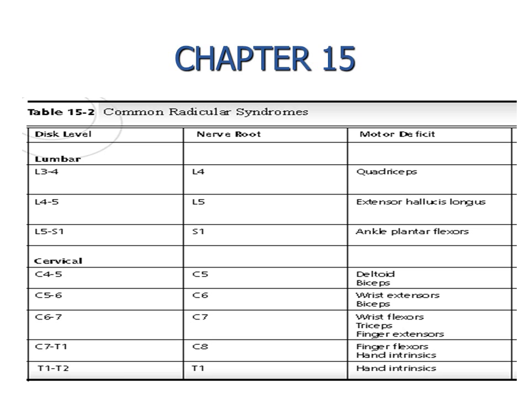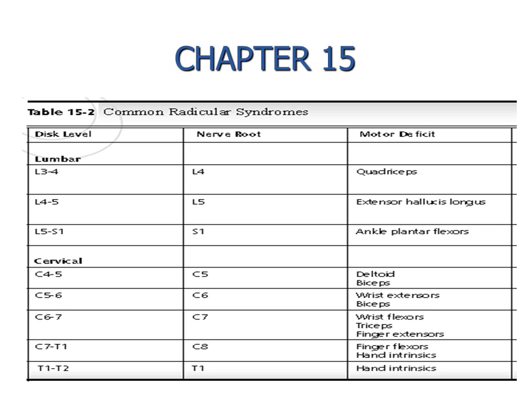For the nerve roots of L4, we're going to be involved with the quadriceps. For the L5 nerve root, we're going to be testing the extensor hallucis longus. For the S1 nerve root, we're going to be doing the ankle plantar flexors. For the C5 nerve root, we're going to be doing the deltoid muscle. For C6, we're going to be doing the biceps muscle. For C7, we're going to be doing the flexor carpi ulnaris and flexor carpi radialis muscles.